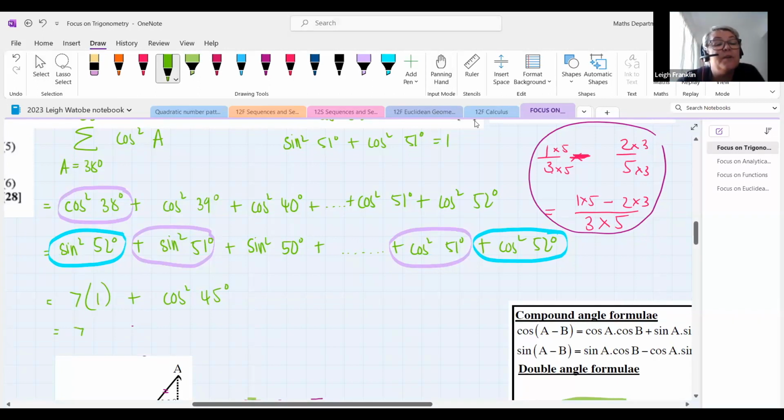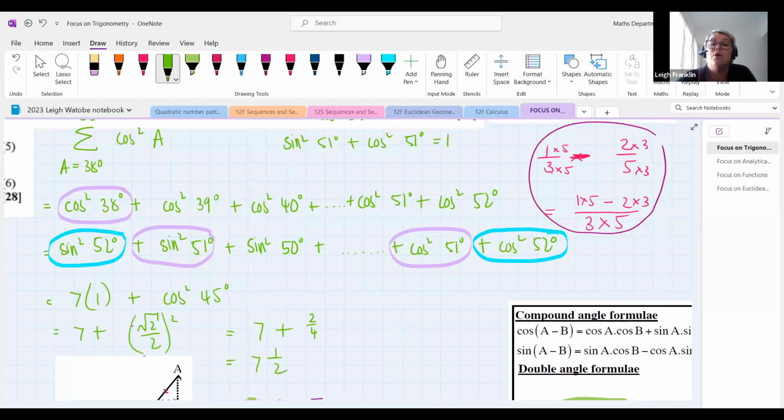So that's going to be 7 plus. We know that the cos of 45 is root 2 over 2, and we have to square that, don't we? So this gives us 7 plus 2 over 4. So our final answer would be 7.5.